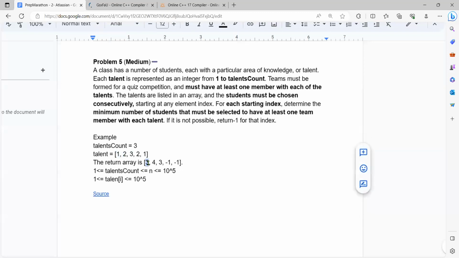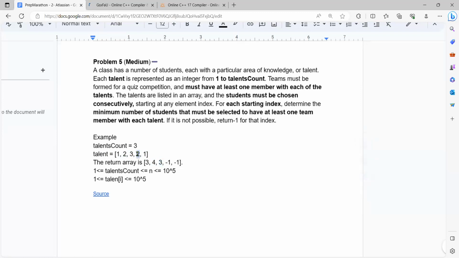For the next index, if I start from this index, then I have to take 2, 3, 2, 1 to get all the talent. So I'm taking four students, and that's why the answer for this is 4. Now if you are starting from index 3, what is the minimum size that is possible? You can take 3, 2, 1, so it is forming three students. If you take three students consecutively, you are done with all the talents.